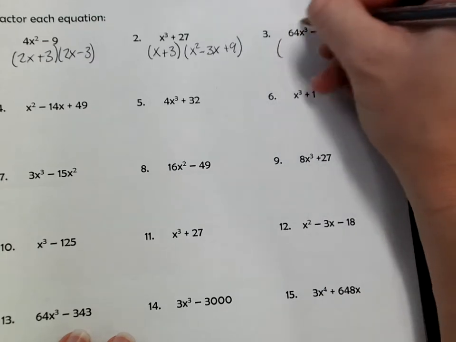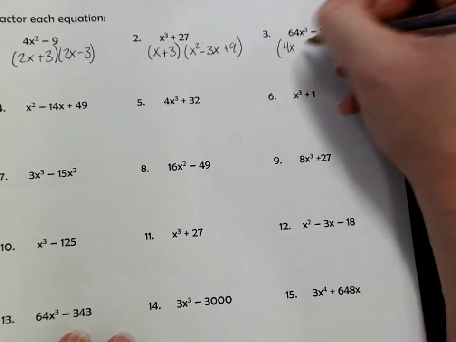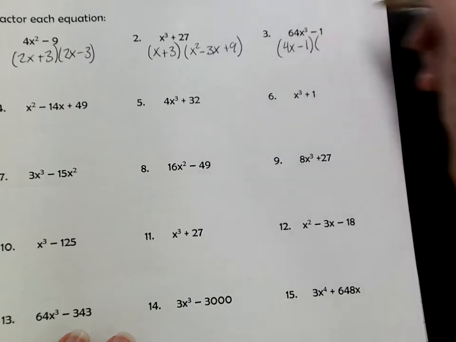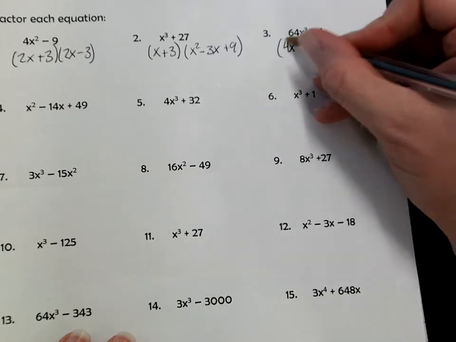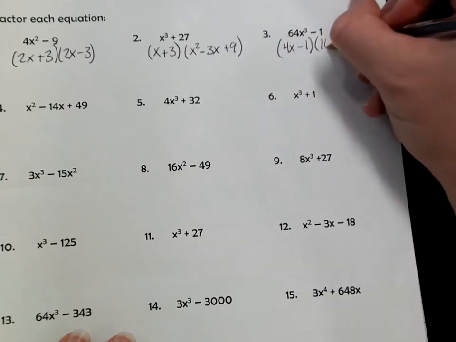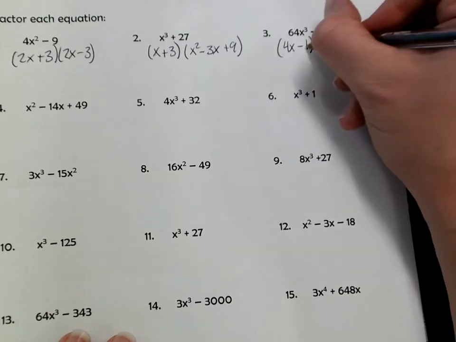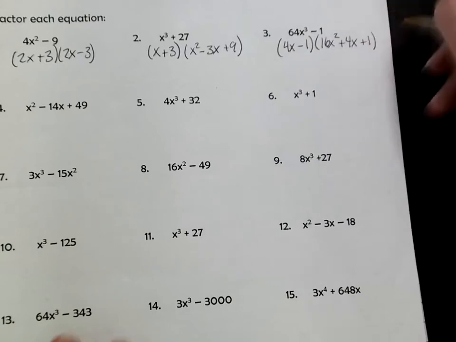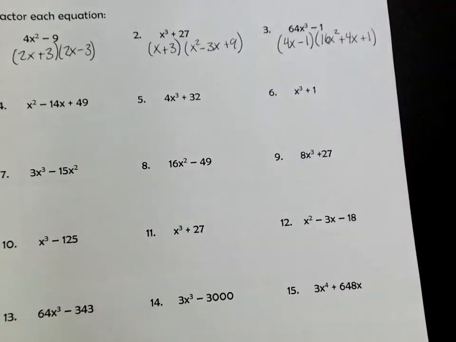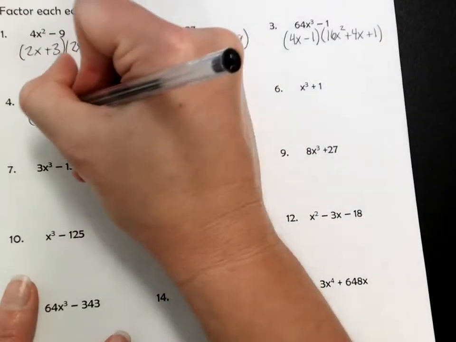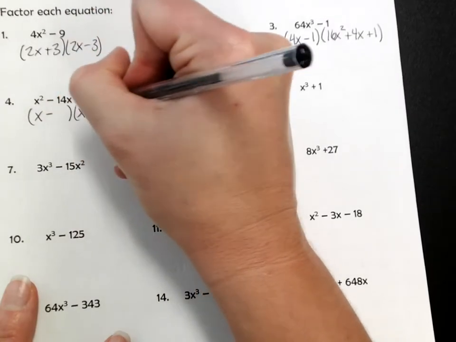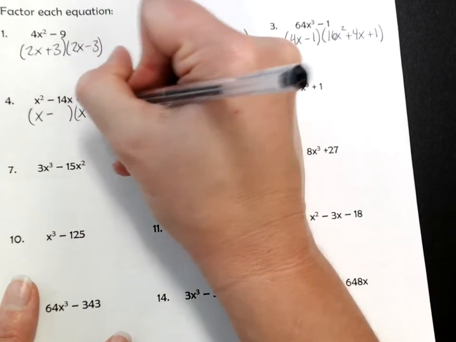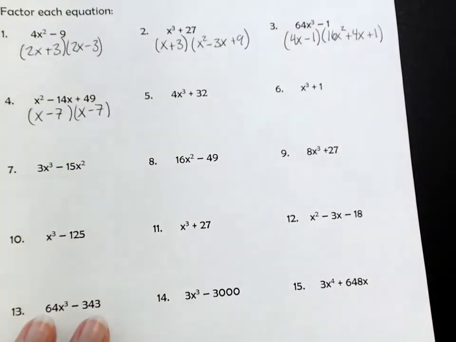So cube root, that's a 4x minus 1. Again, you square it. When I square 4x, that's 16x squared. Multiply them together and change the sign. Square the last one. Okay. Question 4 is back to just traditional factoring. What multiplies to be 49 and adds to be 14? That's 7 and 7.